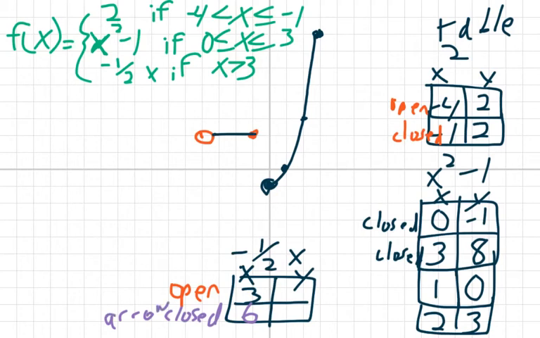Again, think, why does it have an arrow? My domain here is x is greater than 3. It's from 3 all the way to infinity. So it's going from 3 all the way in the 6th direction forever. So plug in 3, and negative 1/2 times 3 gives us negative 1.5. And then negative 1/2 times 6 is negative 3.